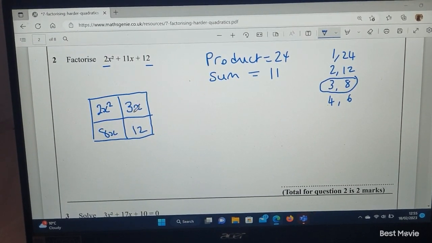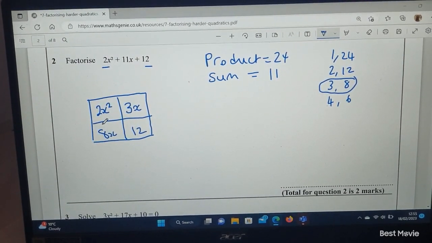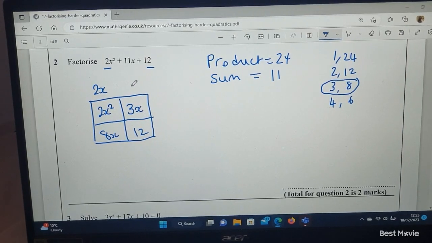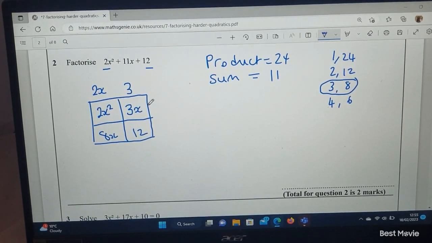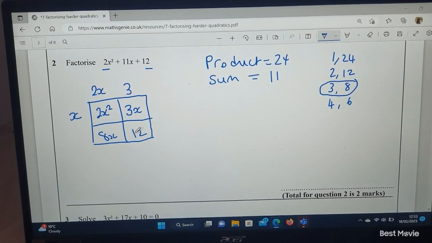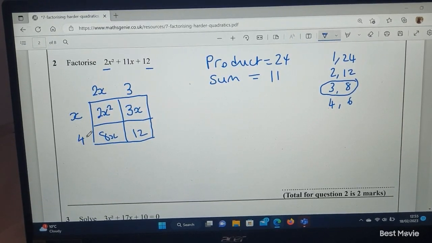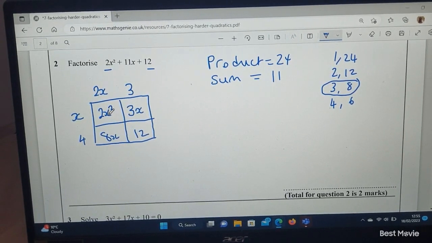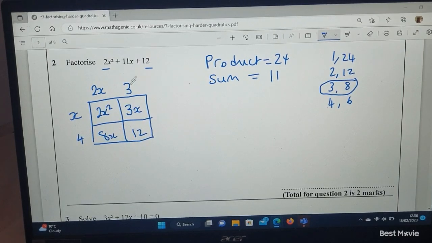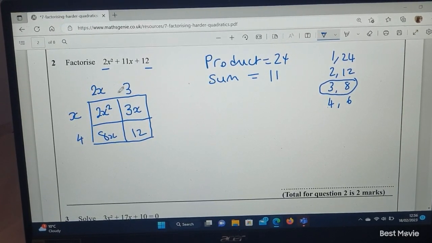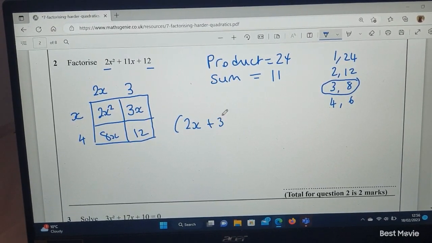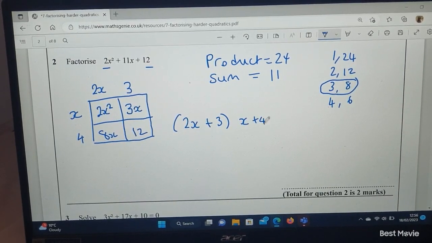So now I'm going to find the highest common factor of 2x squared and 8x, which is 2x, the highest common factor of 3x and 12, which is 3, and then go across the row: the highest common factor of 2x squared and 3x is x, the highest common factor of 8x and 12 is 4, and then check that that works. 2x times x is 2x squared, 3 times x is 3x, 2x times 4 is 8x, 3 times 4 is 12. So these numbers at the top of the box and on the side will be my brackets. So 2x plus 3, my first bracket, and x plus 4, my second bracket.